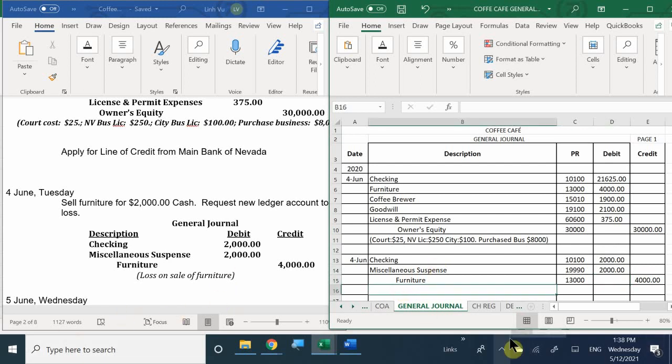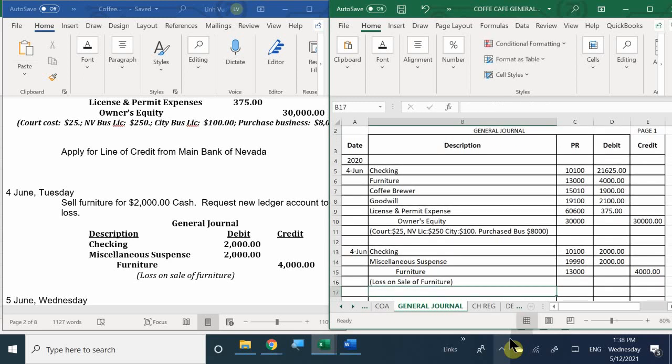So there you go. Make a note. You could say loss on sale of furniture. And that is my journal here. So who did we sell it to? We don't know. We just know that we got rid of it. We don't care who has it. It's gone from our books.